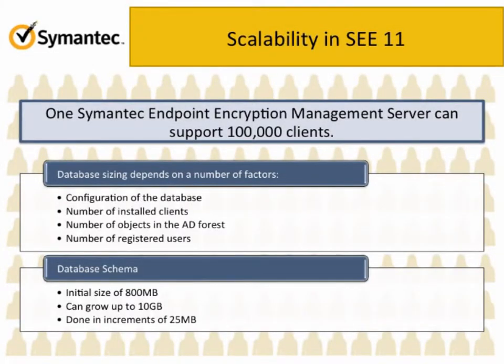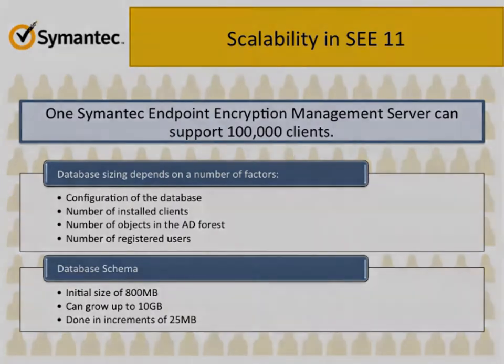Database sizing depends on a number of factors: configuration of the database, number of installed clients, number of computer objects in the Active Directory forest, the number of registered users, and so on. With the way the schema is created, the data file has an initial size of 800 megabytes and can grow up to 10 gigabytes in increments of 25 megabytes. The log file is created with an initial size of 80 megabytes and can grow up to 2 gigabytes in increments of 20 megabytes. Please note that the database size can only be increased, not decreased.